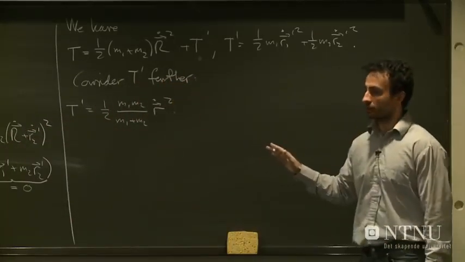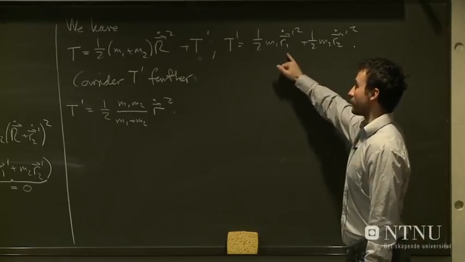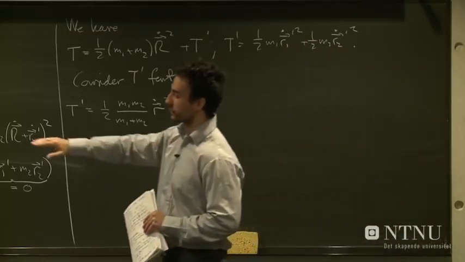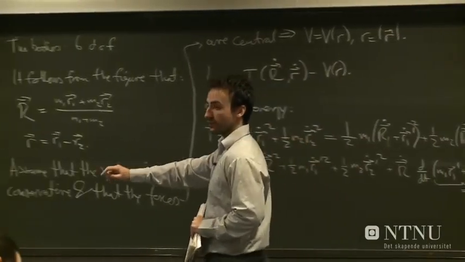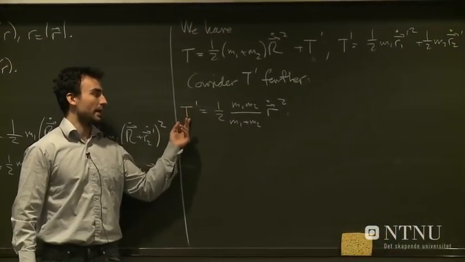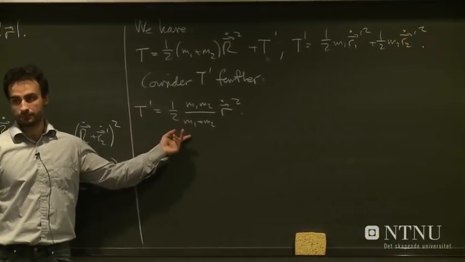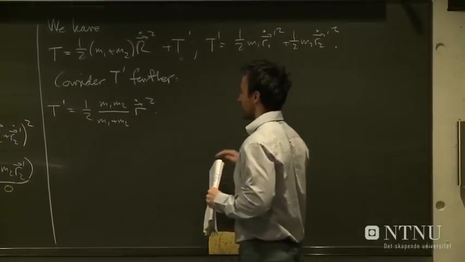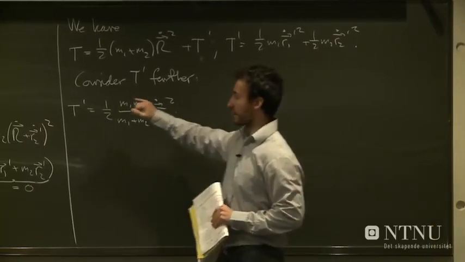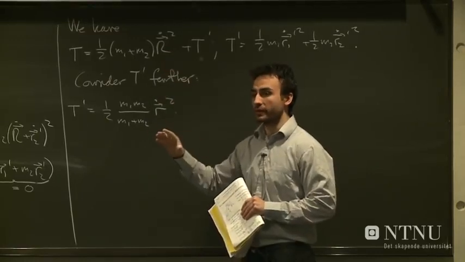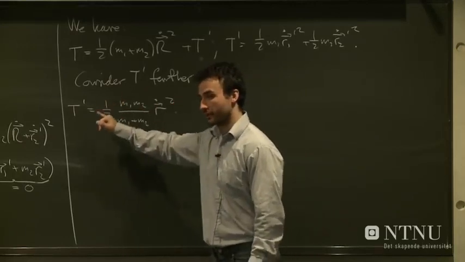And I'll just give you the final result here. By using the definitions of R prime, R1 prime and R2 prime, and relating them to the center of mass position vector here, and the relative coordinate, you can show after some straightforward algebra that the quantity T prime can be expressed like this. So we basically reduced the expression for the kinetic energy to depend only on the movement of the center of mass and the relative movement of the two particles, expressed through this term.